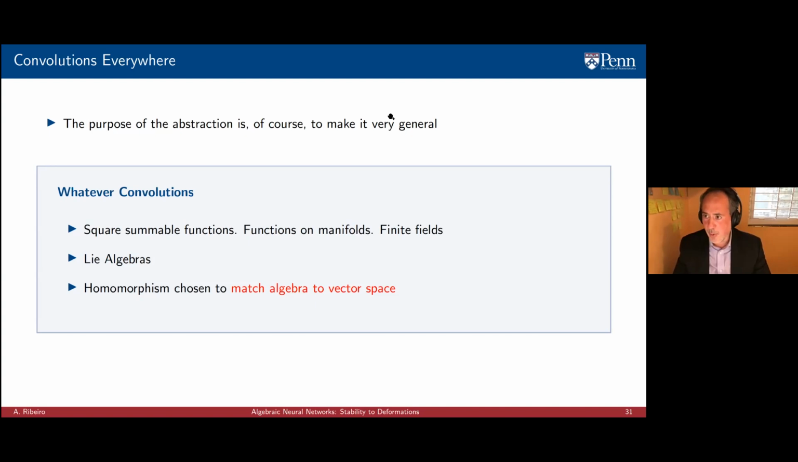Chase is asking me about this slide precisely, where I am saying that the homomorphism has to be chosen to match the algebra to the vector space. There's not only one way of doing that, and there could be several that are interesting. What I meant to say, and I perhaps didn't say it correctly, is this: when you choose the vector space and the algebra, the choice of homomorphism gets restricted because you have to match the algebra to the vector space. That's all I wanted to say.